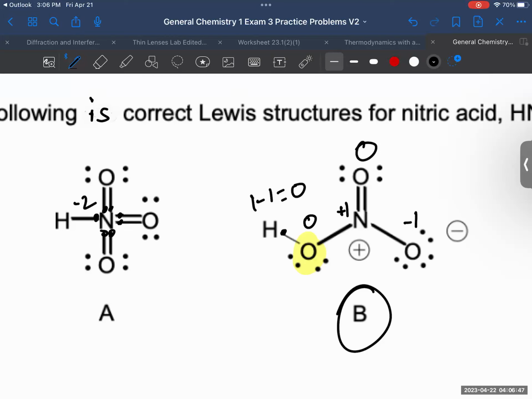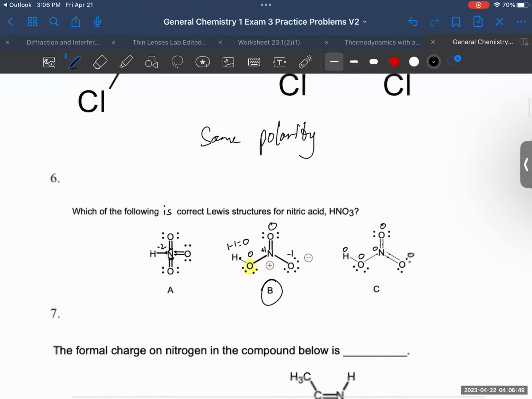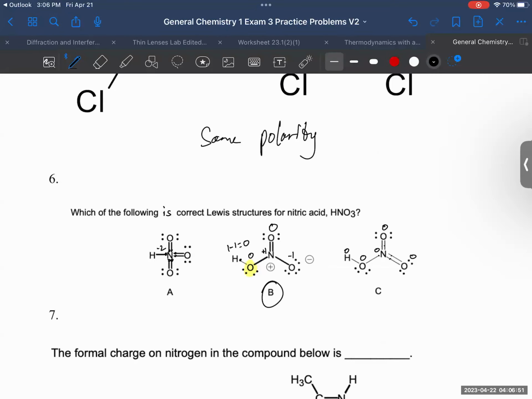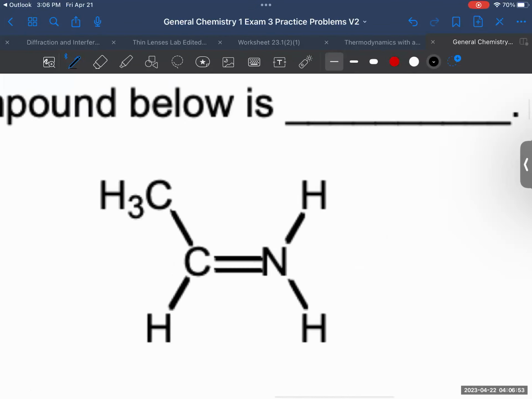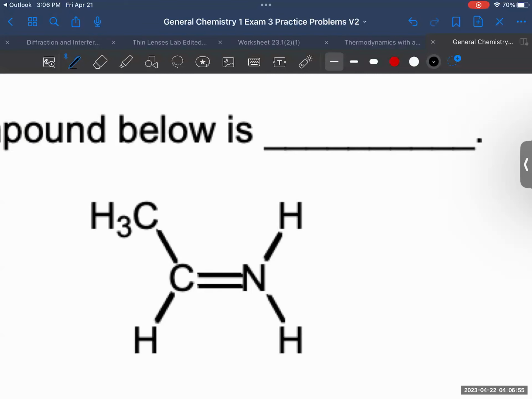All right. Any questions here? All right. Can I get the formal charge of this nitrogen? Nitrogen likes 3. Okay. Pretty good.